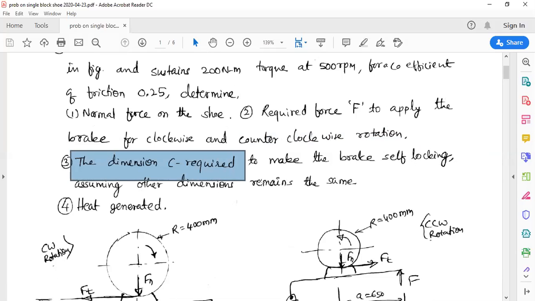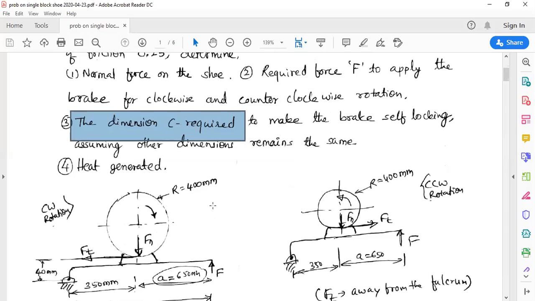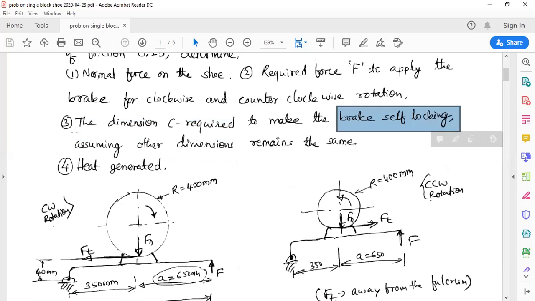With respect to the self-locking condition, there are different things that we came across in the previous session. If the RHS of the equation of F contains a negative sign between two terms, there is a possibility of getting the value of F as 0 or negative. By seeing that equation, we can conclude whether the brake is self-locking or self-energizing or not. Here the value of C is to be determined for the brake to be self-locking, assuming all other dimensions remain the same.